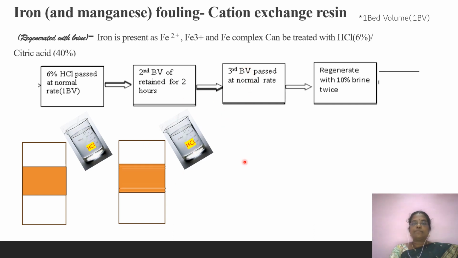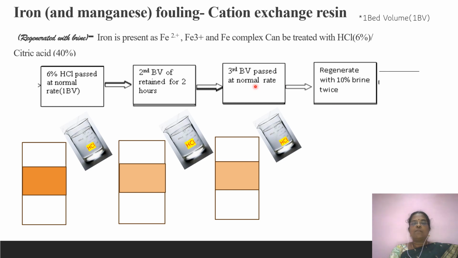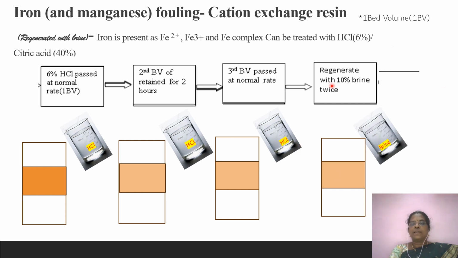Then we have a third bed volume at normal rate and then it is regenerated twice with brine. We have to regenerate with brine completely, replacing with NaCl. After this, we have to regenerate with NaOH or HCl process. That process has to be carried out later.